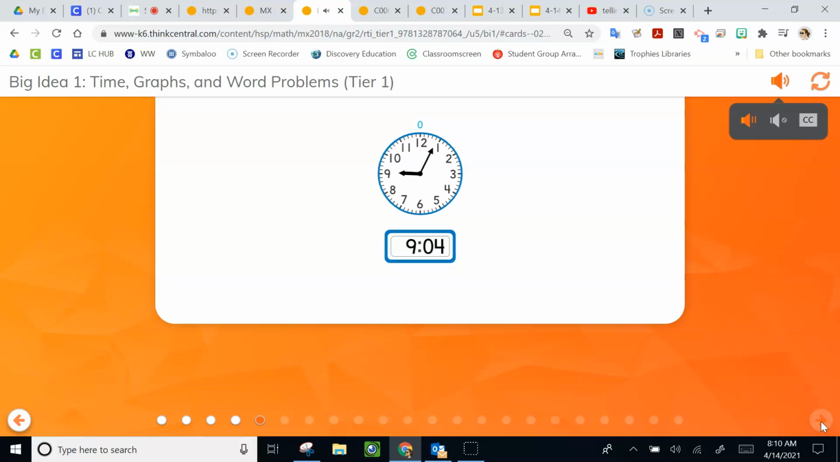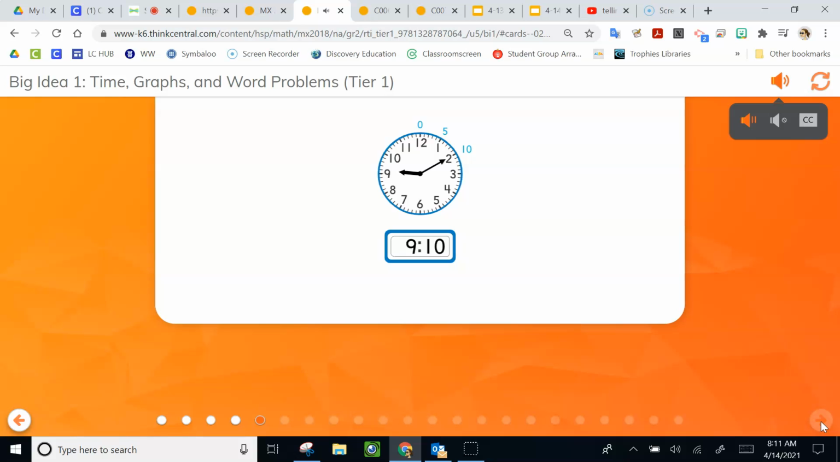Watch both clocks as 5 minutes pass. The minute hand moves 5 intervals. Now it is 5 minutes after 9 or 9:05. The minute hand is pointing to the 1. Watch as 5 more minutes pass. Now it is 10 minutes after 9 or 9:10. The minute hand is pointing to the 2.